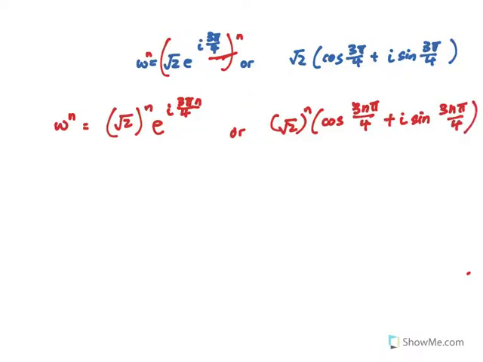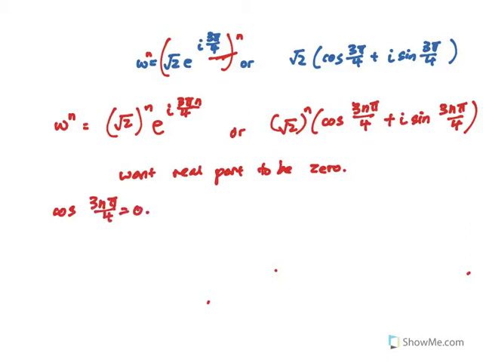Alright, next is that we want w to the n to be imaginary. This means that we want the real part to be 0, correct? We want the real part to be 0, right? So how do we create the real part to be 0? This just means that we want cosine 3n pi over 4 to be equal to 0.